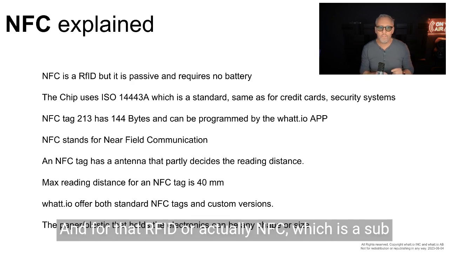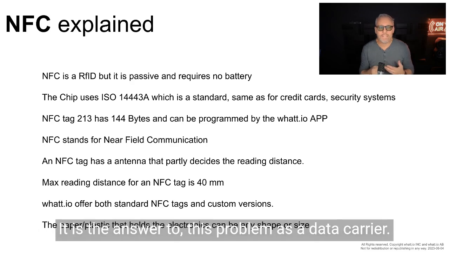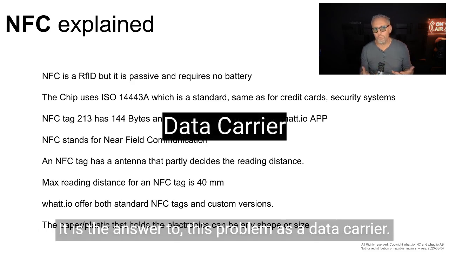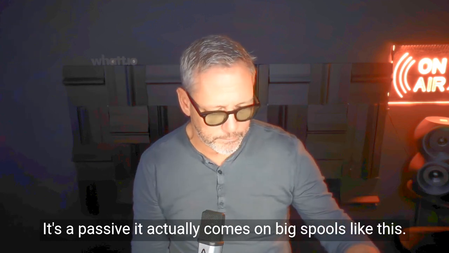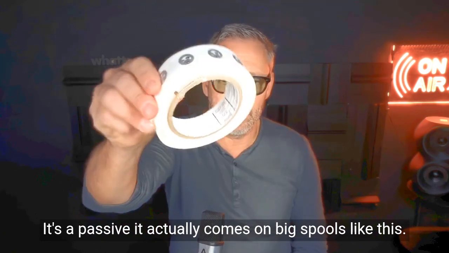And for that, or actually NFC, which is a subgroup of RFID, in this case, near field communication, it is the answer to this problem as a data carrier. It's a passive. It actually comes on big spools like this.